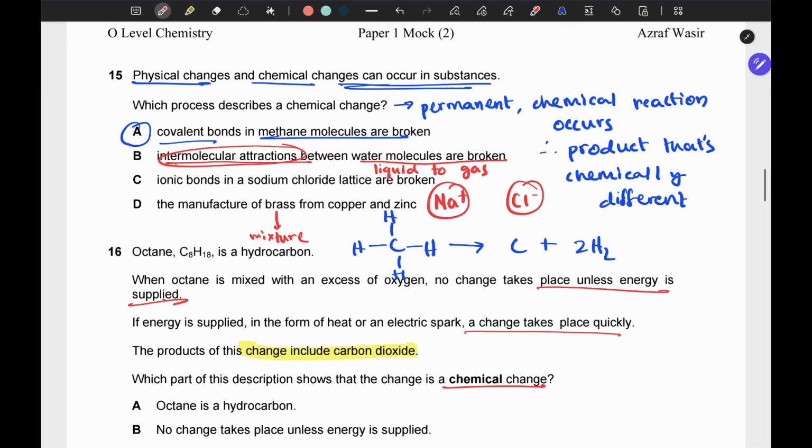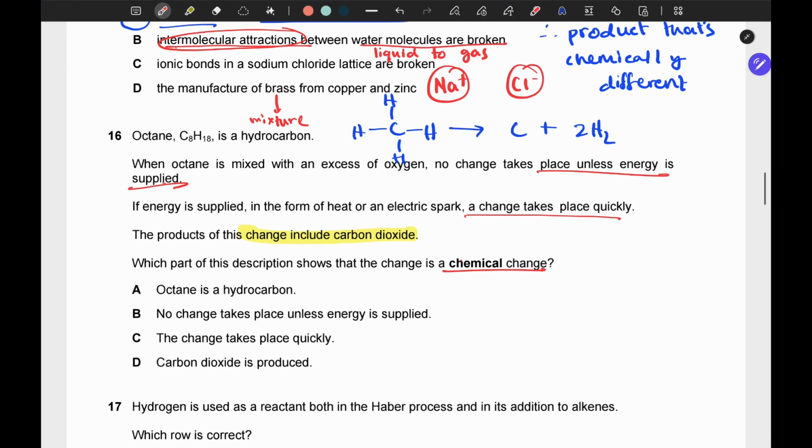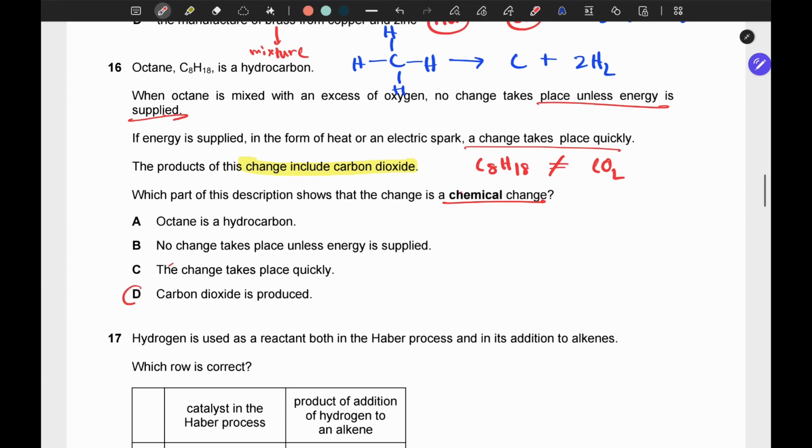Since we already discussed in the previous question, any chemical change will produce a product that's chemically different. Now, octane, which was C8H18, is definitely different from carbon dioxide, which is our product in this case. So the fact that carbon dioxide is produced is the reason why it's a chemical change. A, which says octane is a hydrocarbon, doesn't really make any sense in this case because it's irrelevant.